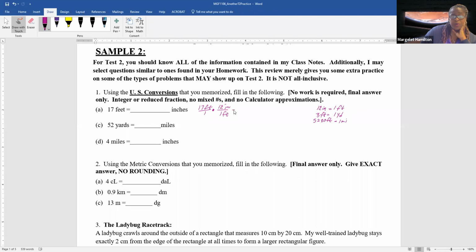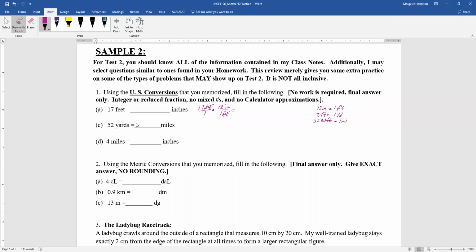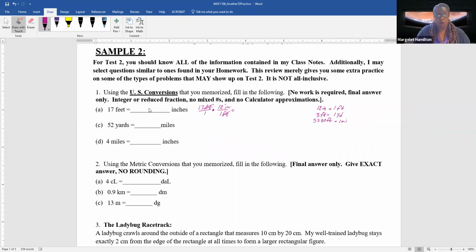Okay, now we're ready to multiply. I'm going to cancel my dimensions so I can get them out of the way. I can't cancel out any numbers. That leaves me 17 times 12, and that's going to give me my total inches. What's 17 times 12? 204. So 204 inches. Is everybody all right with that? Just remember, you have to cancel out the dimensions that you're starting with so you can end up with what you're looking for.